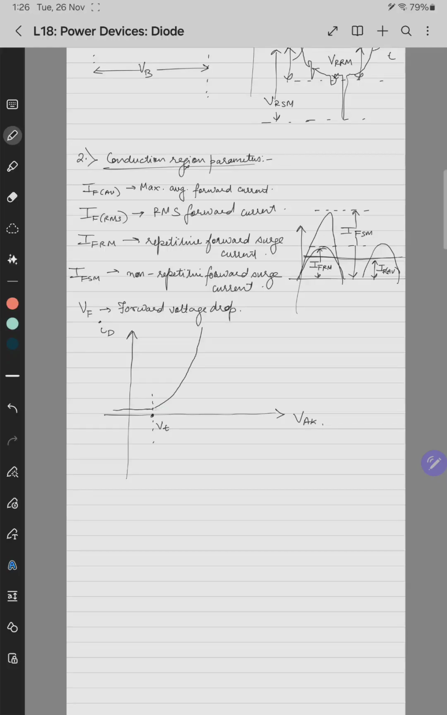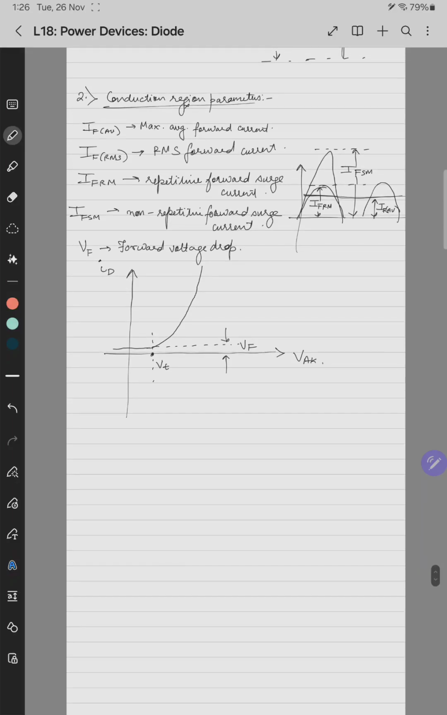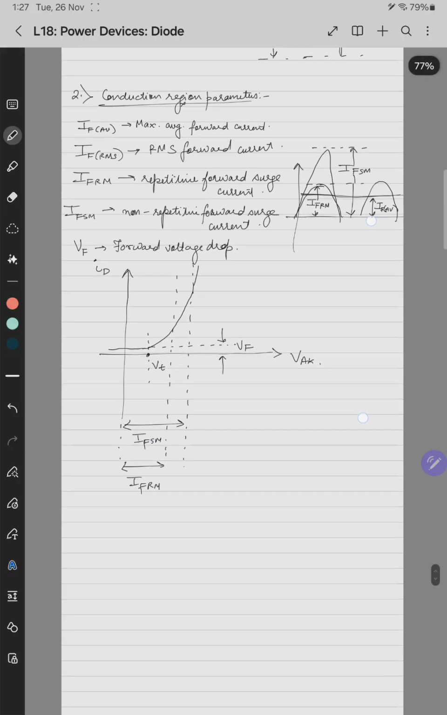So the forward drop, let's say this is the forward drop. So this is VF, and again similarly the current that we are plotting is like this. This is the first current, then this is the second current. Say this is IFSM, this is IFRM, and then the average value of current is based on the nature of the waveform of it. So we cannot plot it directly on it, but somewhere we can show it is less than this value. So this is VF and the IFSM and IFRM plot in the IV characteristics of a diode.